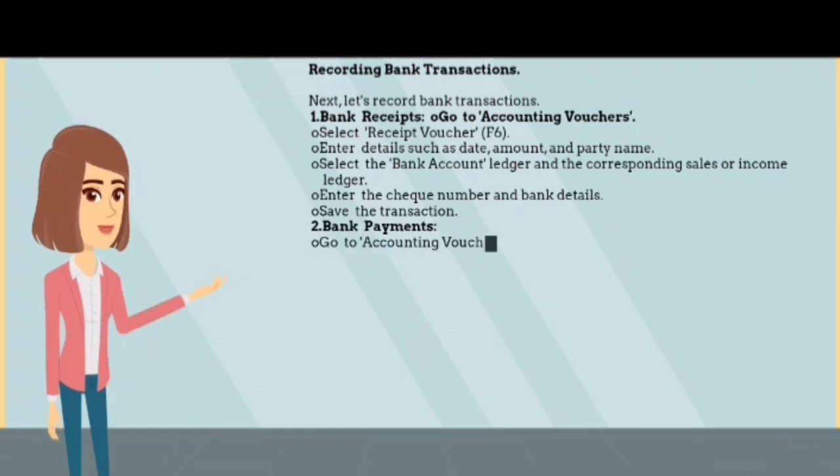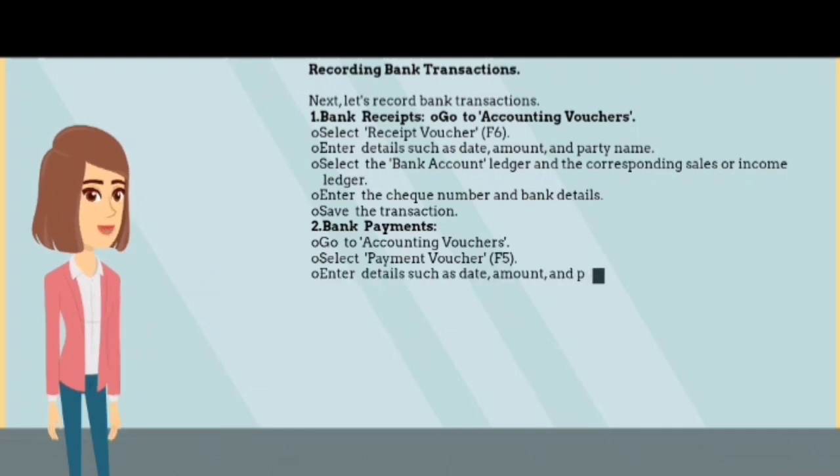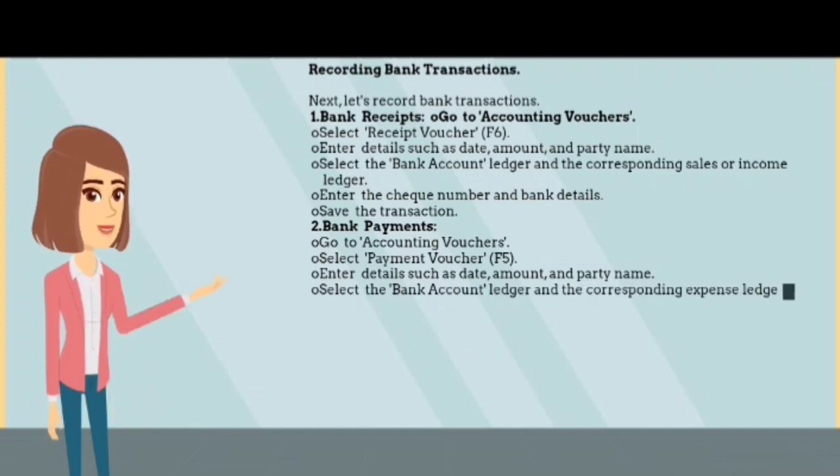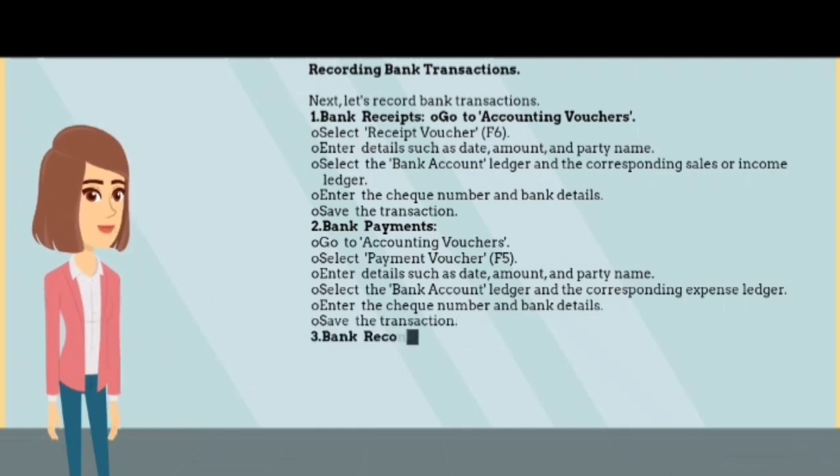2. Bank payments. Go to Accounting Vouchers. Select Payment Voucher, F5. Enter details such as date, amount, and party name. Select the bank account ledger and the corresponding expense ledger. Enter the cheque number and bank details. Save the transaction.